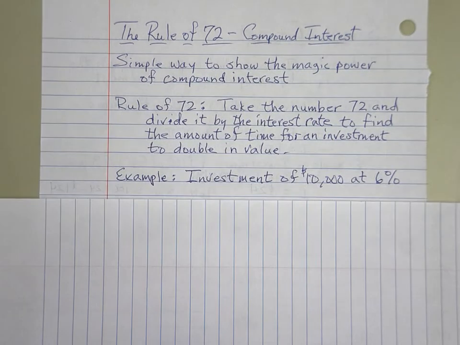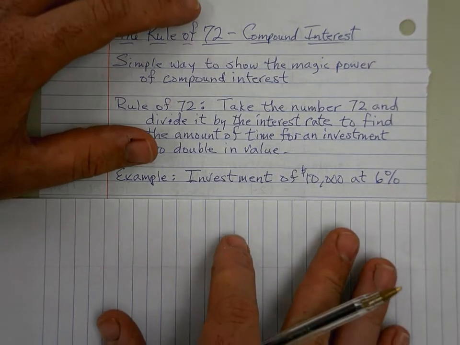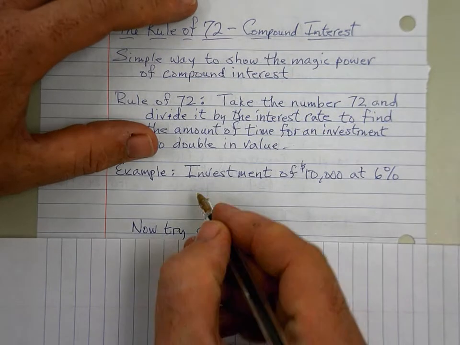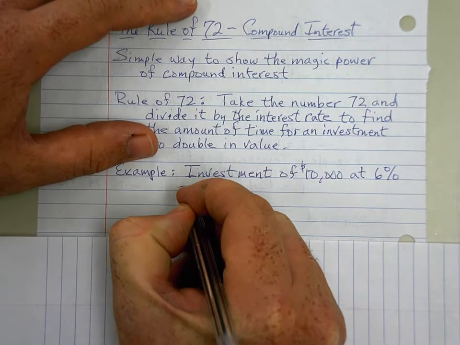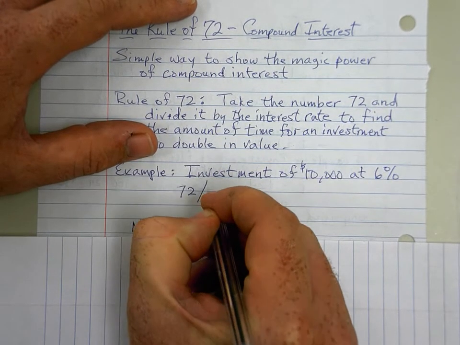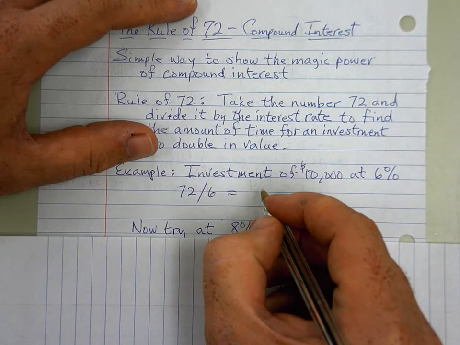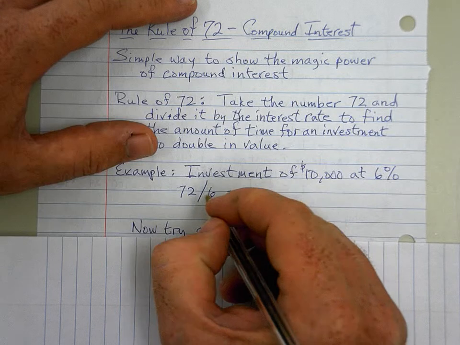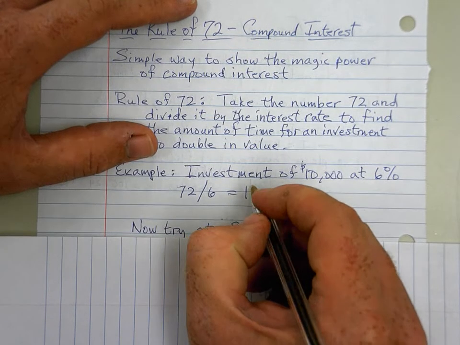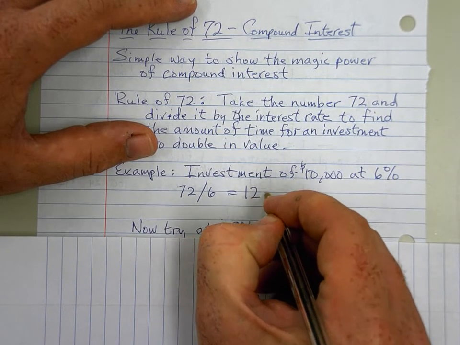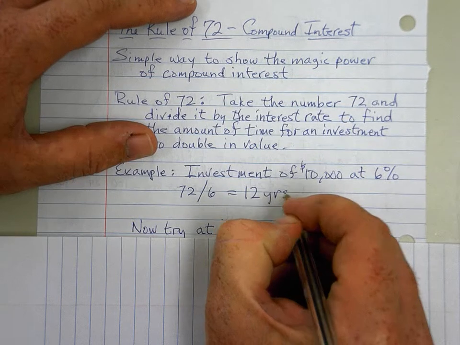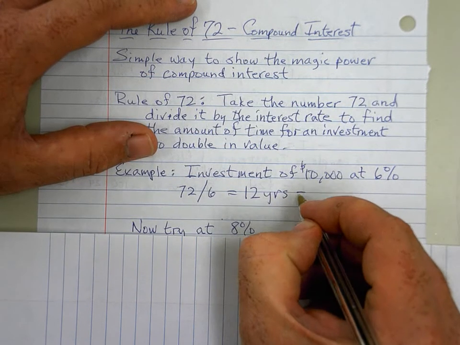So for example, if you invest $10,000 at 6%, what I want to do is figure out how long that will take to double up to $20,000. So all I have to do to find that is take 72 and divide it by 6. And so to get to $20,000, you put the 6 into the 7 once, and you put the 6 into the 12 twice. It would take 12 years to get to $20,000.